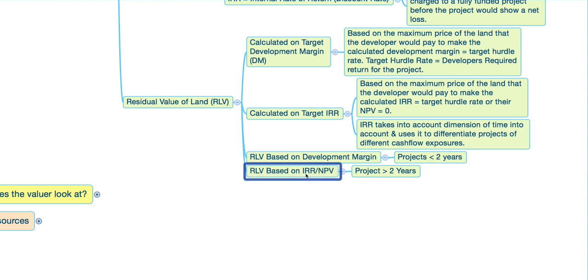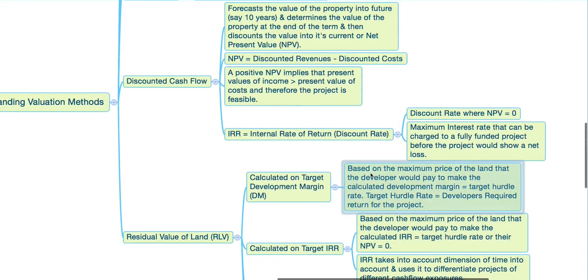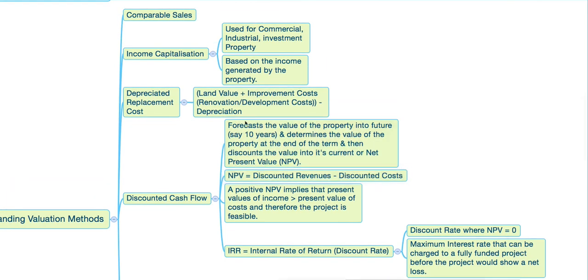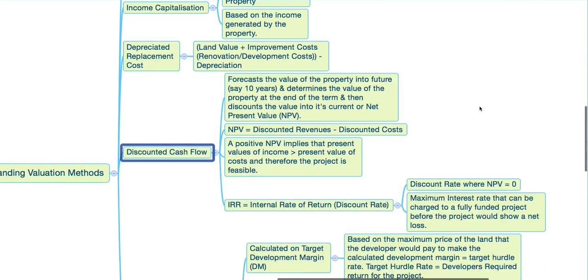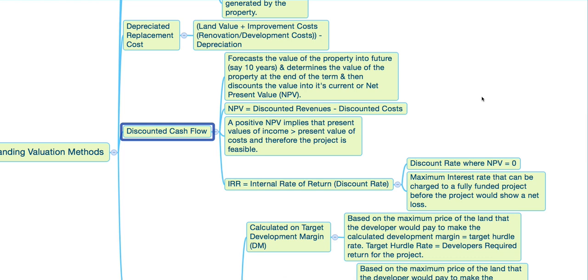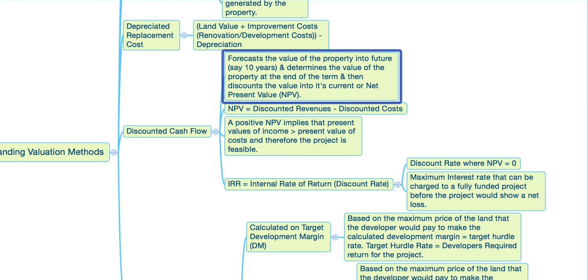There is no residual land value calculation based on internal rate of return or the net present value in the feasibility template that you get with the course. So discounted cash flow, as explained in the financial feasibility module, it forecasts the value of the property into the future, say 10 years, and determines the value of the property at the end of the term, and then discounts the value into its current or net present value. So NPV is equal to discounted revenues less discounted costs.